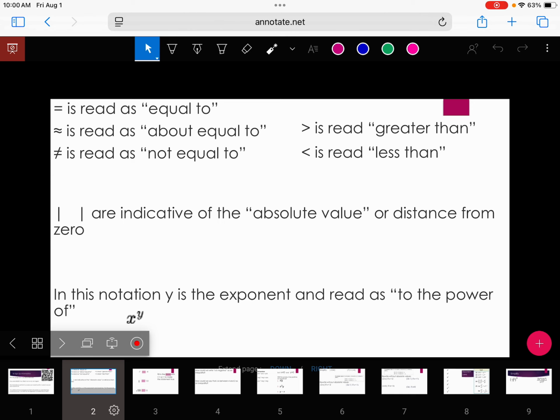We're going to start by just kind of remembering some of these things. So we know the equal sign is equals to. The squiggly equal sign, that's about equal to or approximately equal to. It's an estimate. And the crossed equal sign is not equals to. We know our greater thans and our less thans. We're going to have our absolute values. And we're going to use our power of for exponents.